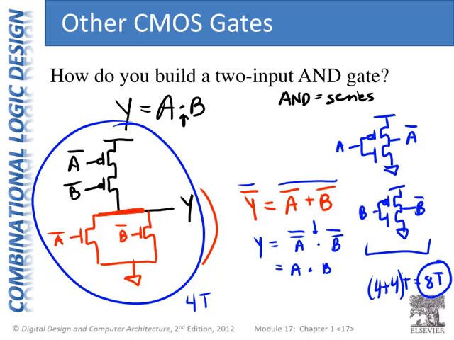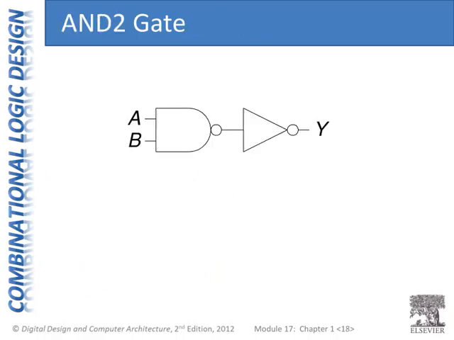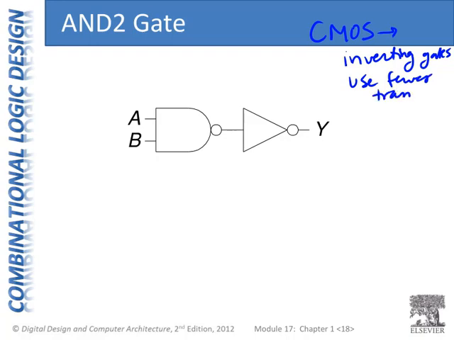So there's actually a more efficient way to build this gate, and in fact it's to build the NAND gate followed by an inverter. So CMOS gates build inverting gates more easily or with fewer transistors than non-inverting gates. So inverting gates use fewer transistors.